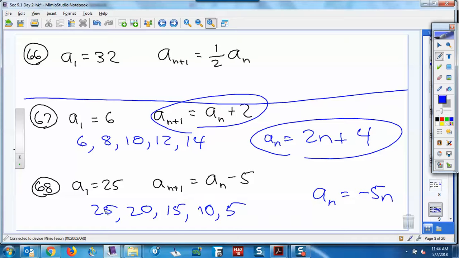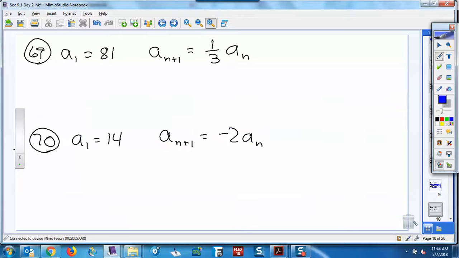So that makes you think negative 5n, but make an adjustment. You put a 1 in there, you get negative 5, but you want it to be 25. So you're going to have to add 30. Ran out of room. Add 30. Put a 2 in there, you get negative 10 plus 30. Put a 3 in there, you get negative 15 plus 30. And so forth. Okay? All right, first term's 81.